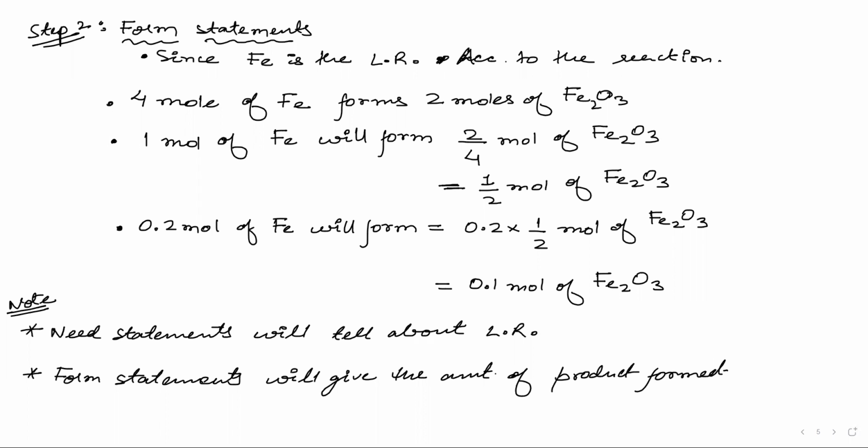Now here it was easy because you have been given directly the moles. Sometimes you would have to calculate the number of moles from the mass given. The mass will be given and you will have to calculate the number of moles. Sometimes you would be given the volume, and then you will have to calculate the number of moles of that gas, and from then, need statement, form statement, and the amount of product formed.